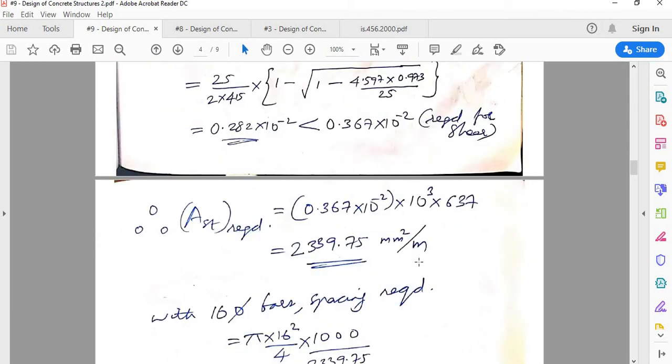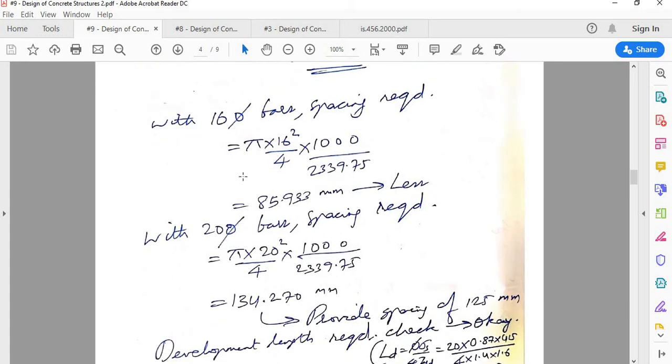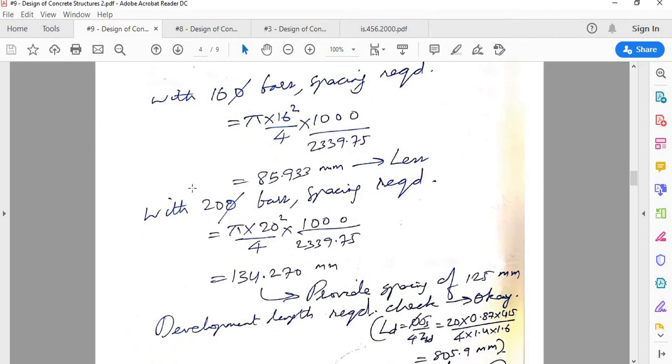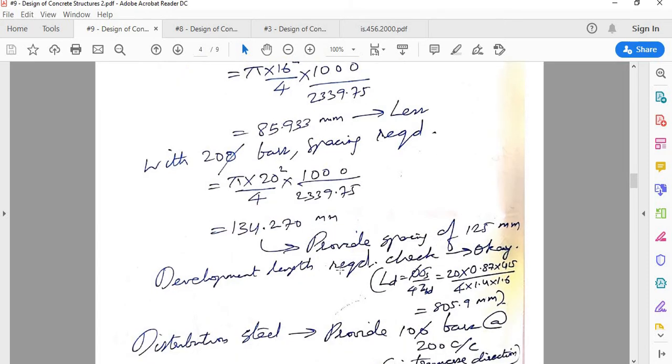So you will get the area, and assuming a 16 dia bar, you will get the spacing. The spacing turns out to be 85.933 mm, which is less. So let us go to a 20 dia bar, using which you will get a spacing of 134 mm, which we can lower in multiples of 25. Again, detailing is an individual preference, but I would round it off to 25. So you provide a spacing of 125 mm.